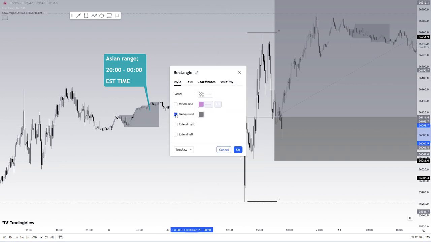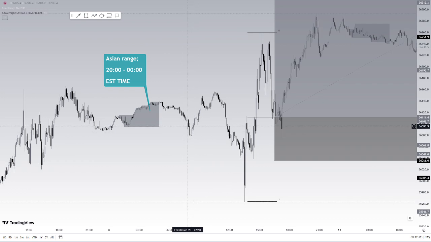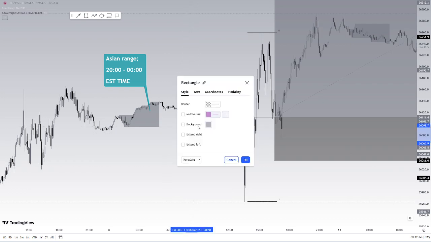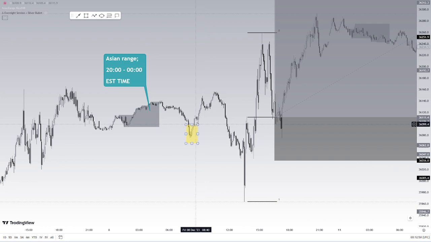Gonna put that in here, just like this. So we see price manipulate the Asian low, and then we see price manipulate the Asian high, just like this.